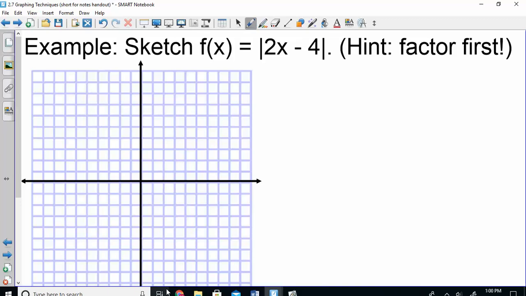What would the 2 on the inside do? Yeah, it's attached to the x, so it does the opposite of what we would think, so we have to divide our x's by 2. And then the -4 would move it to the right. However, I have found that people struggle more with the horizontal stretching and shrinking. So there's a way to make this problem a little bit easier.